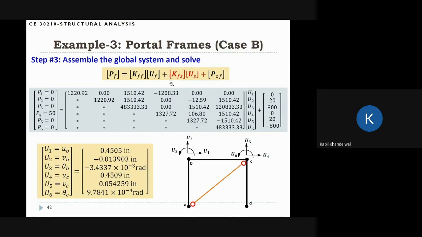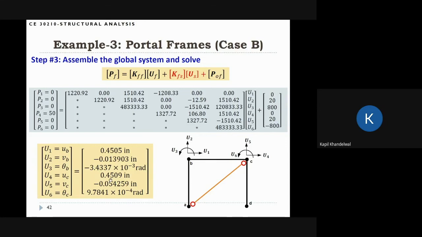Of course, we don't have KFS US, so the term in red is not there. And we can again solve this system, and these are the displacements we will get. So the displacements are again U1, U2, U3, U4, U5, and U6. And these are the displacements at B and C degrees of freedom. So the first 2 are in inches, the third is radian, and again 2 inches, and then 1 radian, because radian is the rotation here.